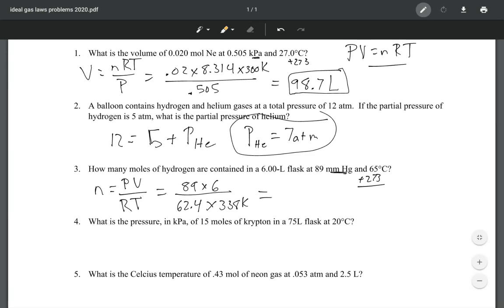So we're just going to multiply all this out. Don't forget, when you put it in your calculator, you need to put parentheses around what's on the bottom, unless you've got one of those really fancy calculators. And the answer is 0.025 moles.